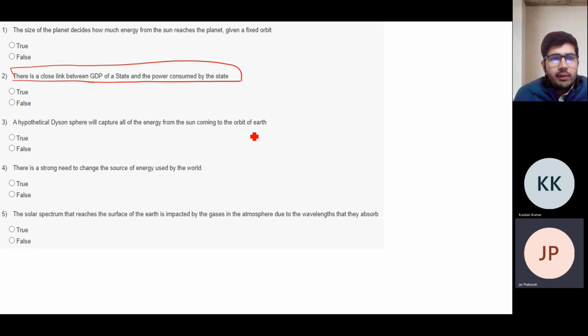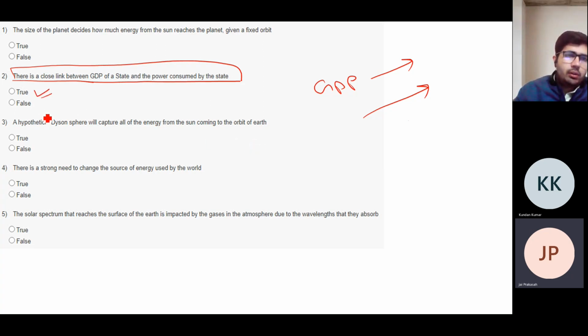There is a close link between GDP of a state and the power consumed by the state. This question is saying that if the GDP is increasing, the consumption of power for that state is also increasing. I think it's true because if your GDP is increasing, it means that you are producing more, you are exporting more. So when you are producing more, it means you are using more energy.